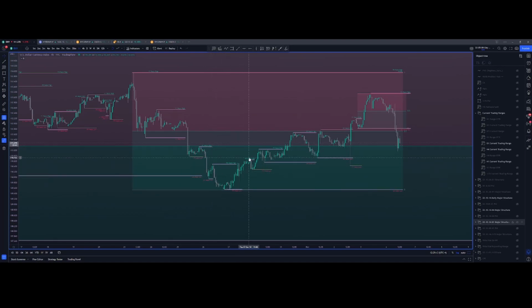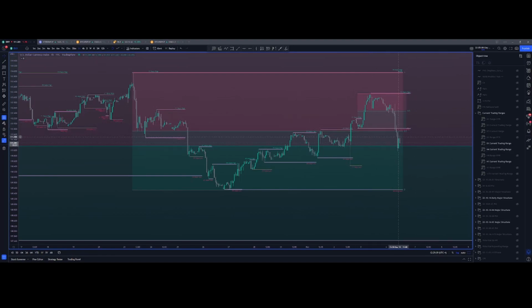H1 breaks here to the upside, signifying that the H4 has found at least a local bottom for now, and it's going to start retracing its bearish impulse. It starts to retrace that bearish impulse up towards the premium area of the H4 range, which is this larger range, and then we see here within that range the H1 then breaks.